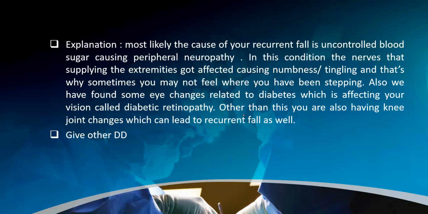How are you going to explain it? Say that most likely the cause of your recurrent fall is uncontrolled blood sugar causing complications. In my physical examination, I have found that you are having peripheral neuropathy and diabetic retinopathy. Let me explain it. In peripheral neuropathy, the nerves that supply your foot or extremities got affected, causing numbness or loss of sensation. And that's why sometimes you don't even feel where you are stepping and you can have a fall. Also, we have found some eye changes related to your diabetes, which is affecting your vision.